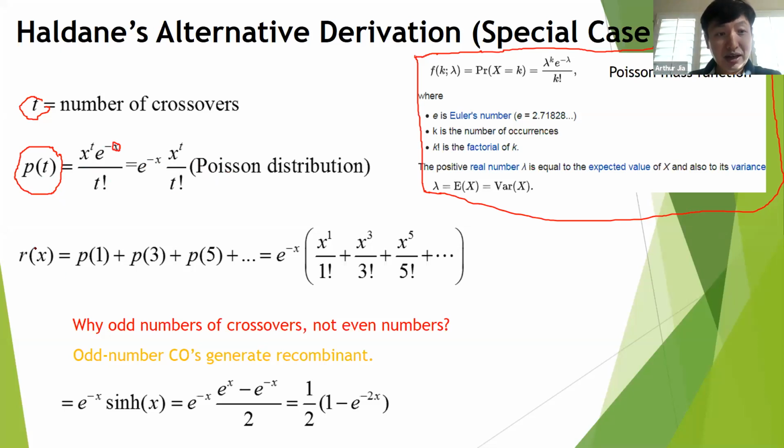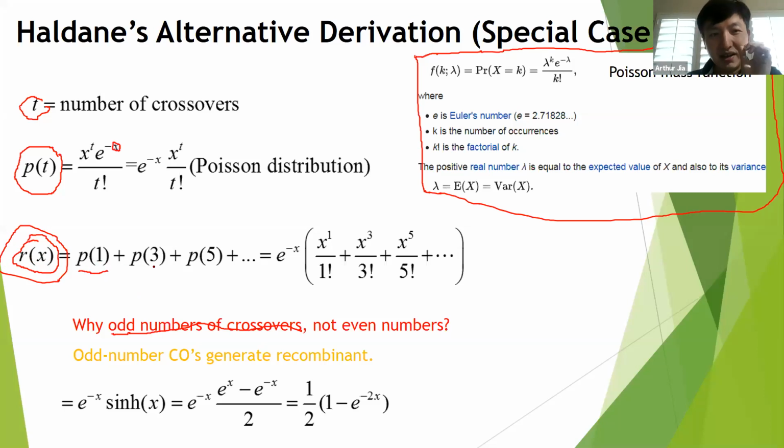Now if we want to calculate the recombination frequency for X, as we discussed before, an odd number of crossing overs will contribute to recombination in this region. Is that correct? Right. So to calculate the recombination frequency within X, we need to add up all the possible probabilities. What's the probability that you observe a single crossing over in this region?